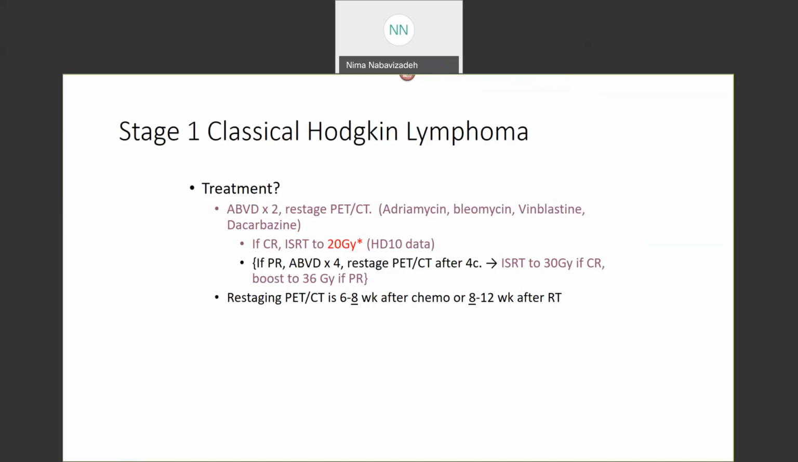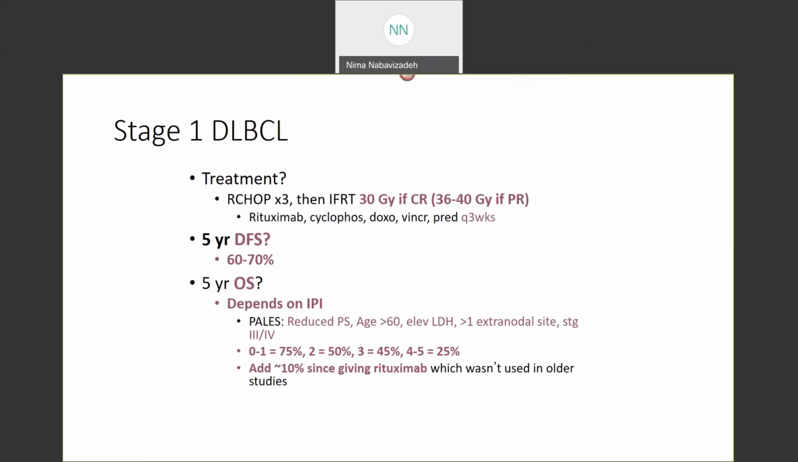However, if the patient has a partial response, we'll probably give them more chemo, 2 more cycles, and restage with another PET-CT. And if everything looks good and they're in a complete response after the 4 cycles of chemo, we'll do involved site radiation, typically at 30 gray, and potentially boost higher if there is a partial response to chemotherapy. And standardly for all lymphomas, we do a restaging PET-CT, what we call an end of therapy PET-CT, about 8 weeks after treatment. So that's for Hodgkin's lymphoma.